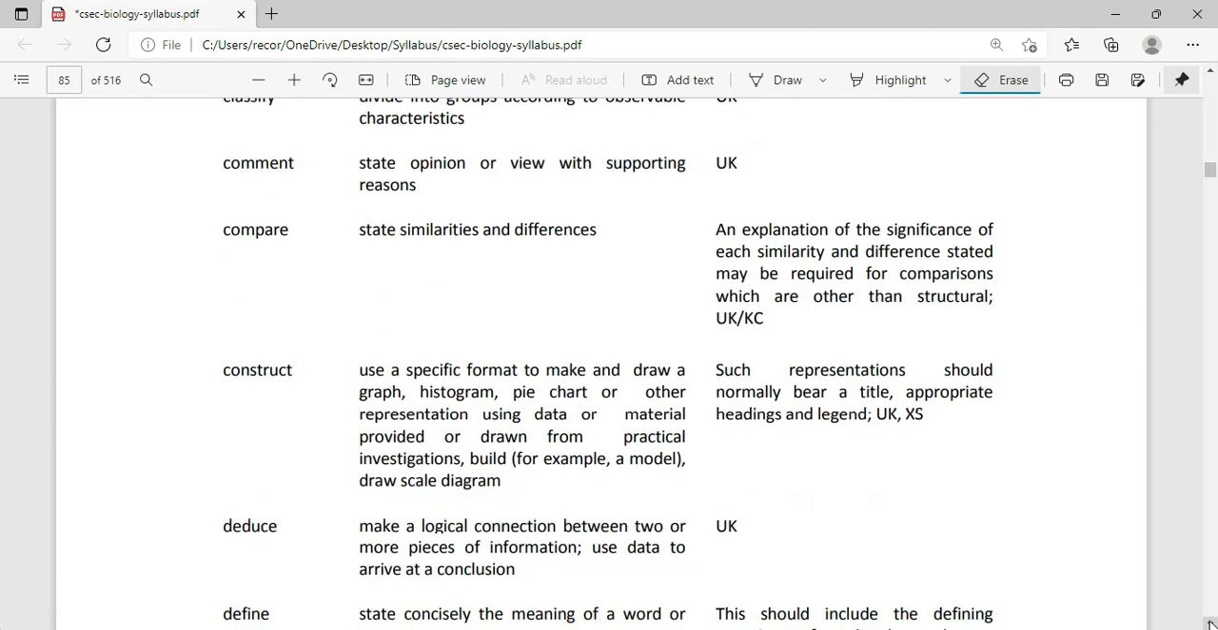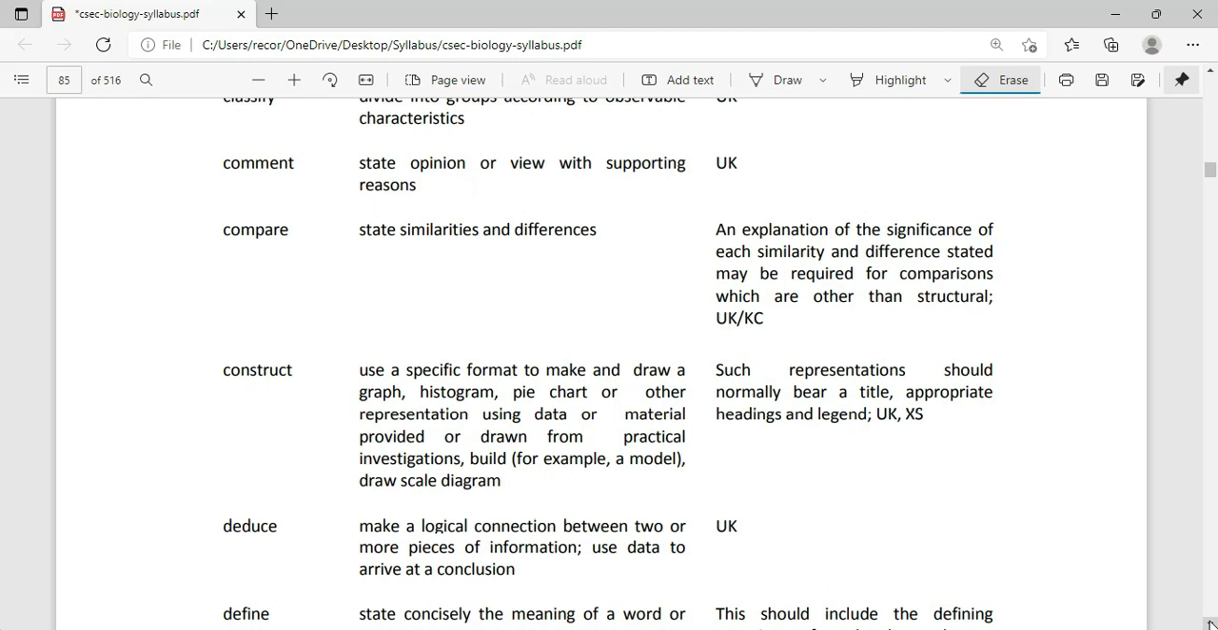We move on to construct. What do we do when we see the word construct? Use a scientific format to make and draw a graph, histogram, pie chart, or other representation using data or material provided, or draw from practical investigation. Build, for example, a model.